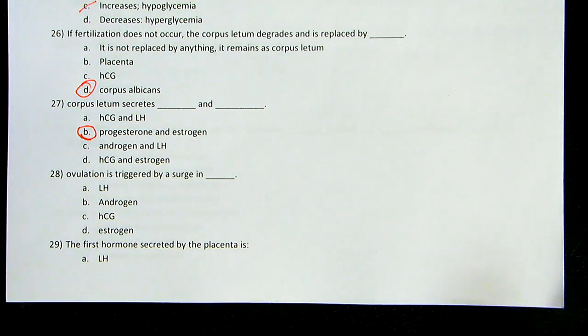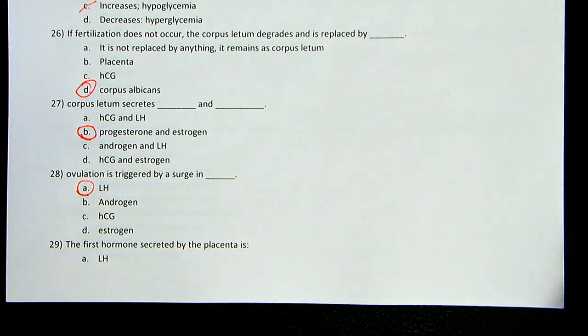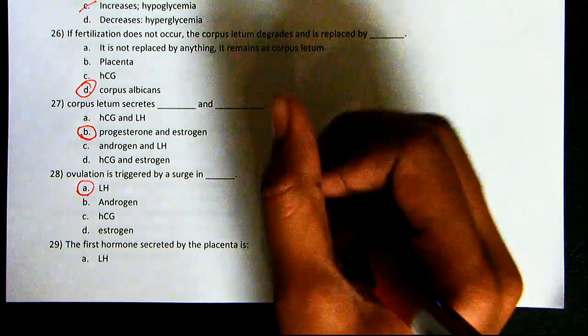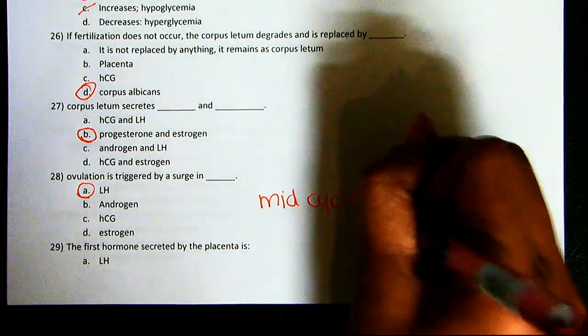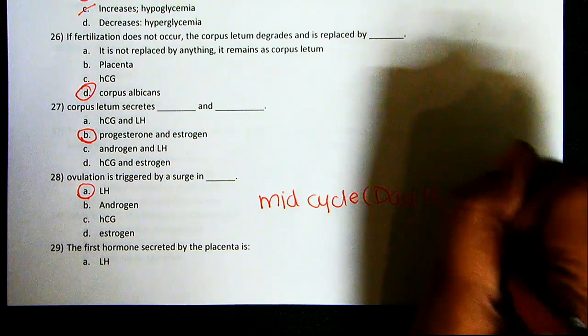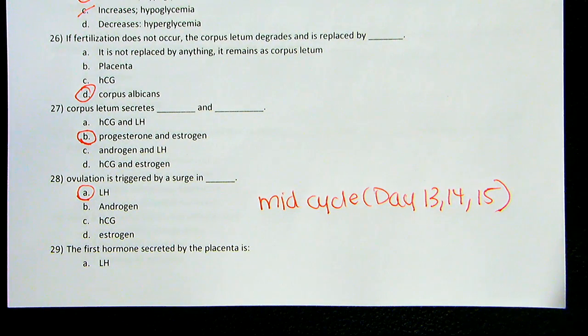Ovulation is triggered by a certain what? Yeah. So luteinizing hormone. So when does ovulation occur? Mid-cycle. Okay. So it's mid-cycle, right? It's day 13, 14, and 15 of the menstrual cycle, which is 28 days.